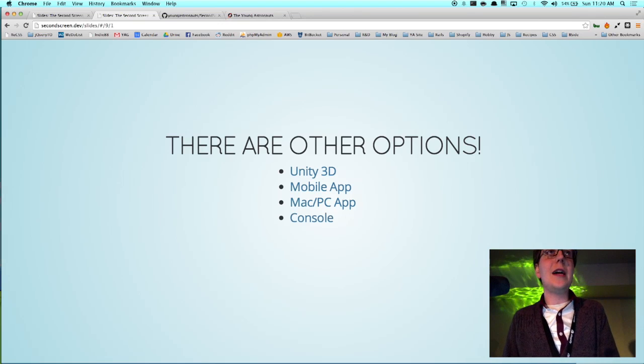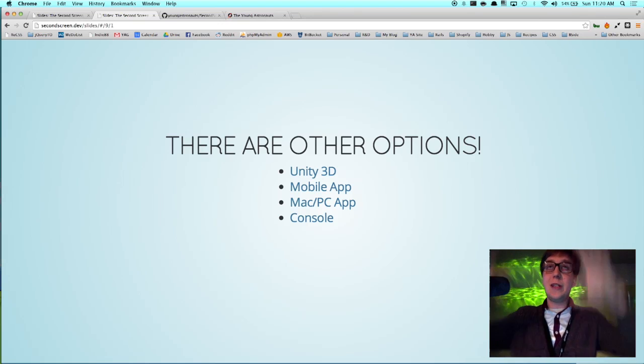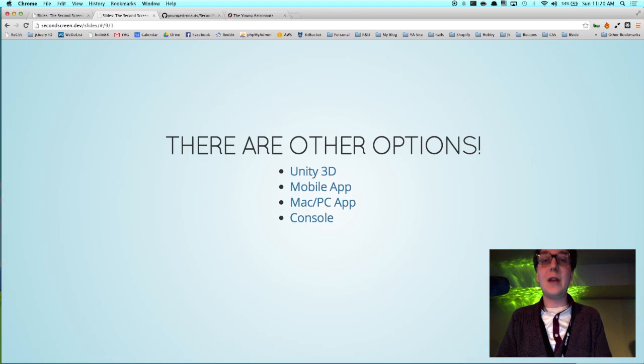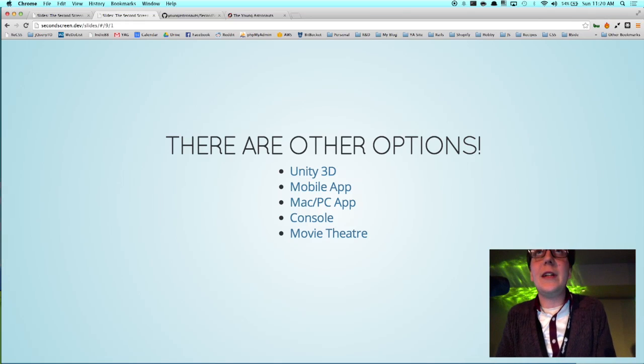Things like the console. I didn't bring it up earlier, but an obvious thing that's making use of this whole second screen concept is the new Nintendo Wii U. I guess it's not that new anymore. Yeah, you have the screen that's like your controller, but you also have, obviously, the screen to play along with. Movie theater. We talked about that already. Arduino.